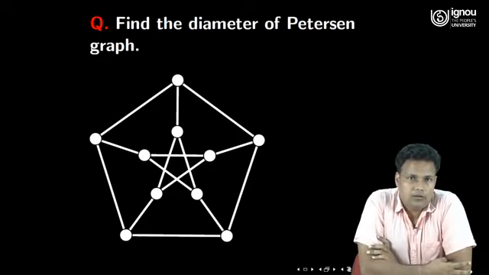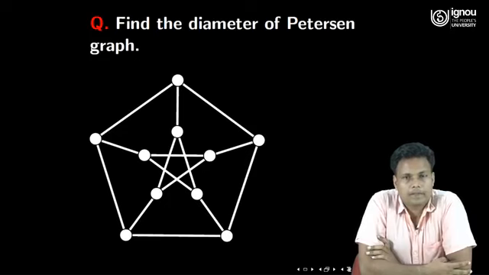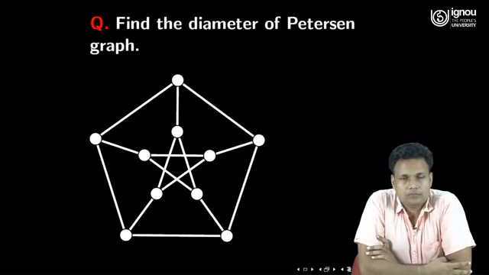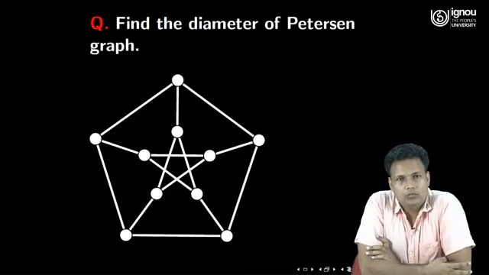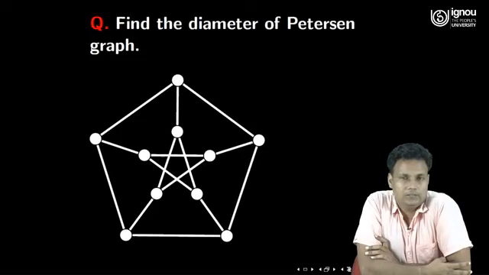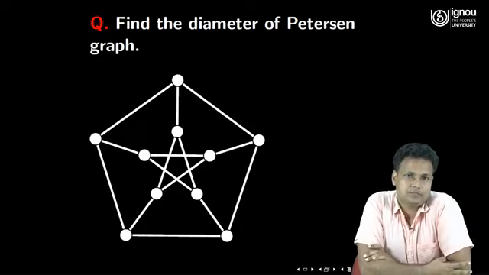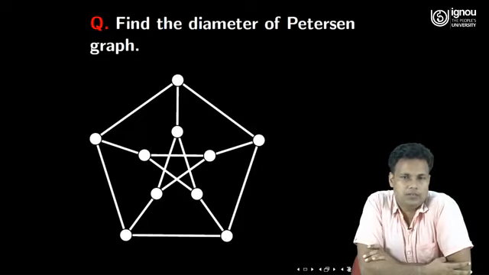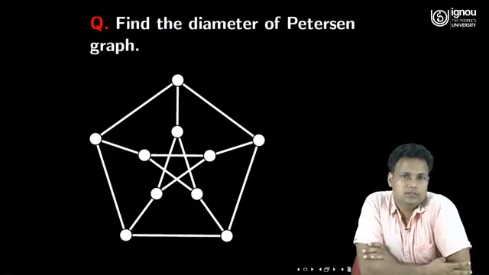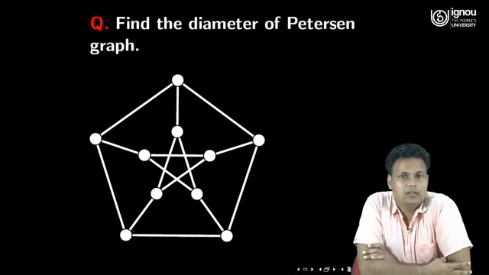Let's now find the diameter of the Petersen graph. If you look at this graph and at any two vertices which are non-adjacent, they have a common neighbor. Just look at any two non-adjacent vertices in this graph, they have a common neighbor. It means that the maximum distance between any two vertices is 2, and therefore this graph has diameter 2.